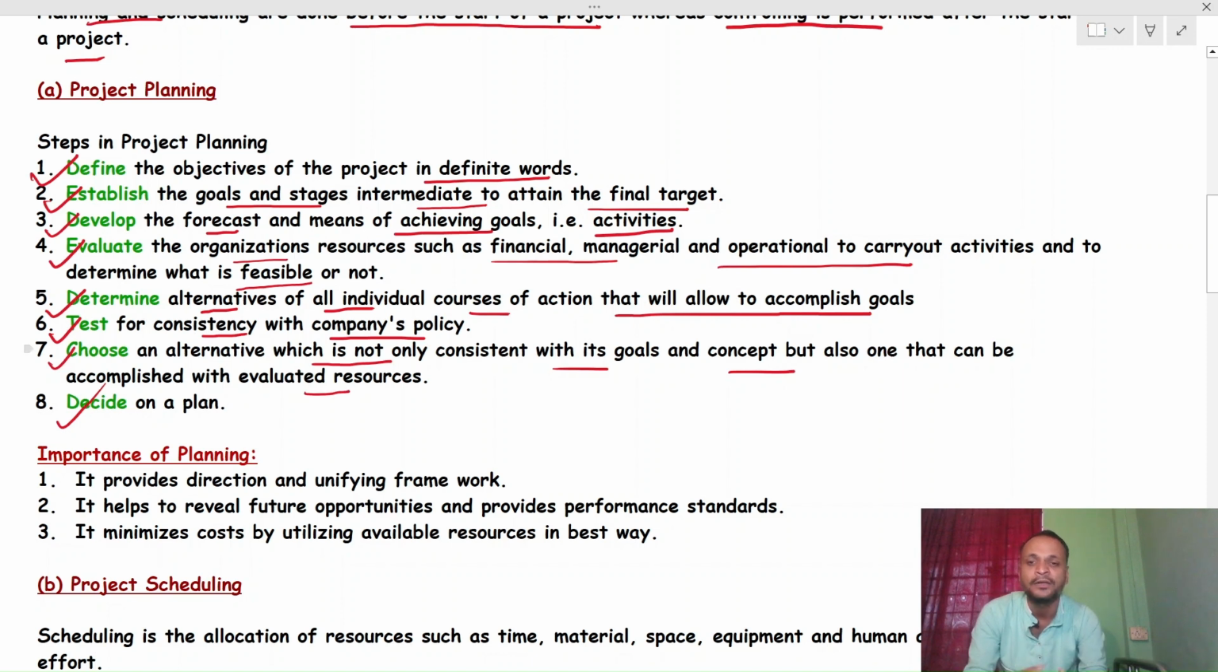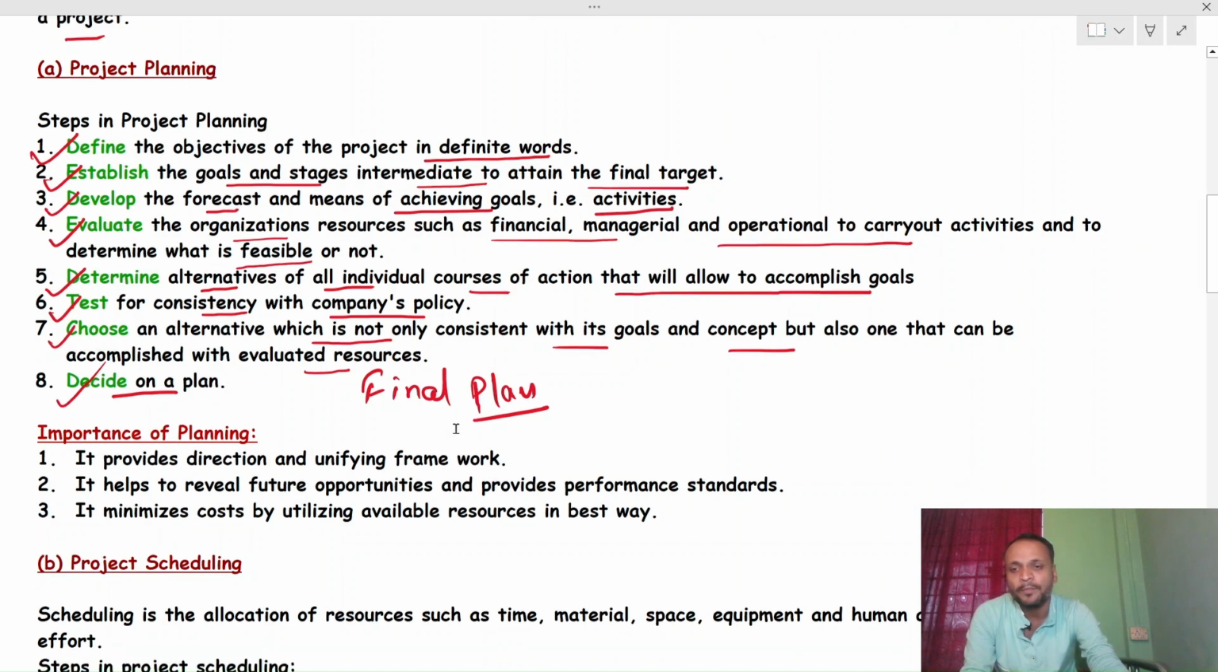So what are the available resources you have that you have evaluated? Based on that, you also have to choose an alternative that should be consistent and accomplished with the evaluated resources. Then you have to decide a proper final plan. Okay, you have to make the final plan, and based on that you have to proceed to the project scheduling after that.